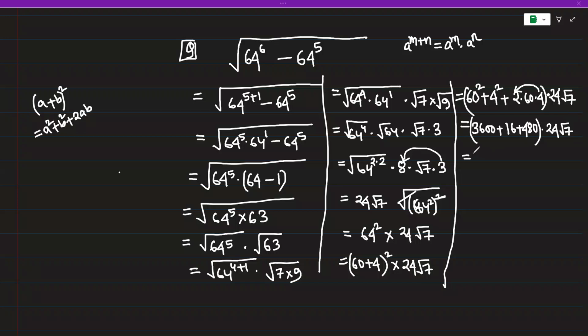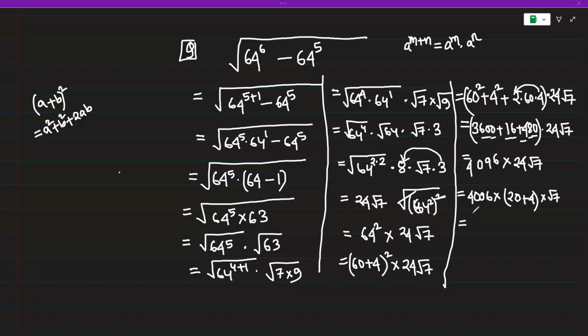If you add these three values: 0 plus 6 plus 0, you get 6. 8 plus 1, 9, plus 0, 9. 4 plus 6, 10, 1 carry, 3 plus 1, 4. So 4096 times 24 root 7. Now 4096 times this 24, we can also write as 20 plus 4, times root 7.